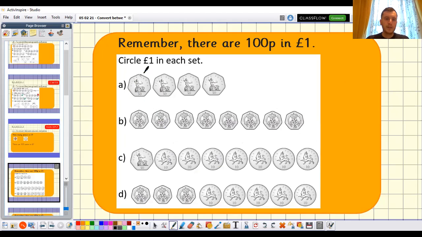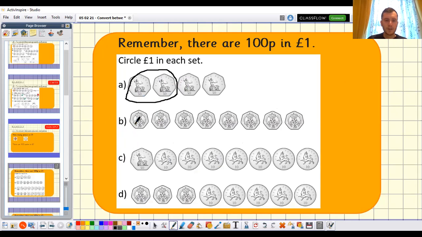So I know that 50p plus 50p is equal to 100p, or 100 pence. So if I circle those two, that is 100 pence, or £1. Maybe you could have a go at the rest by pausing the video and working through them. Let's look at them together if you have had a chance to do so already.